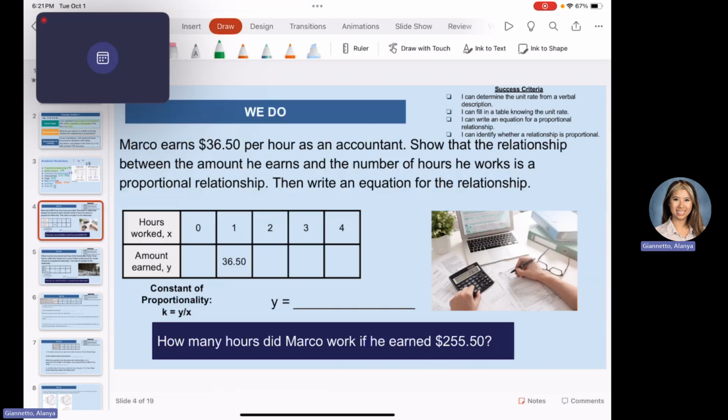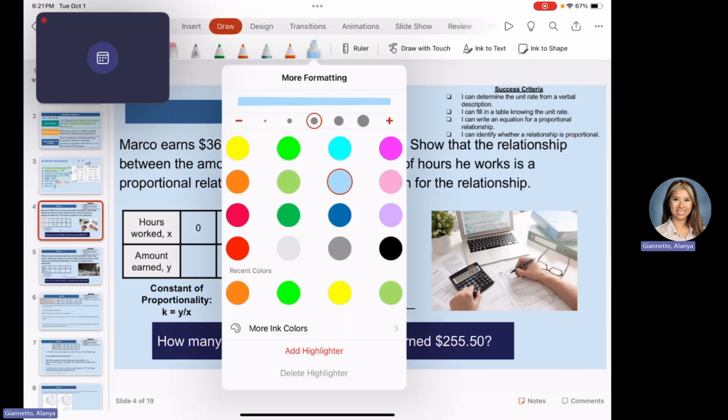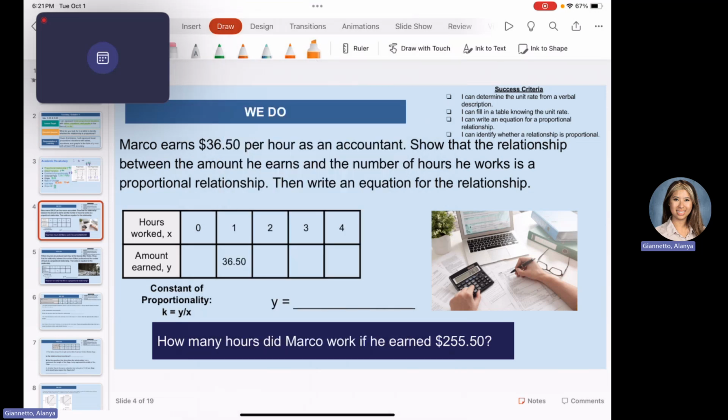Okay, we're going to get into our first We Do. It says that Marco earns $36.50 per hour as an accountant. Show that the relationship between the amount he earns and the number of hours he works is a proportional relationship. Then we have to write an equation for the relationship. This problem gives us our constant of proportionality because it gives us our unit rate, that $36.50.